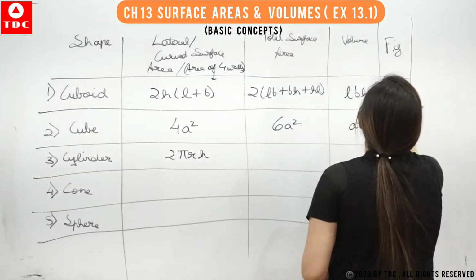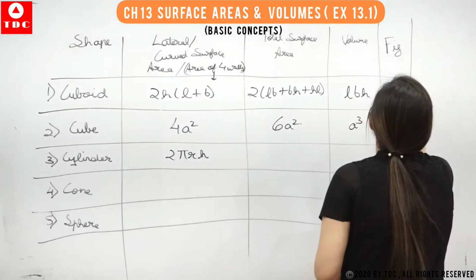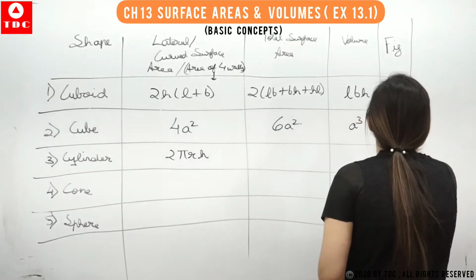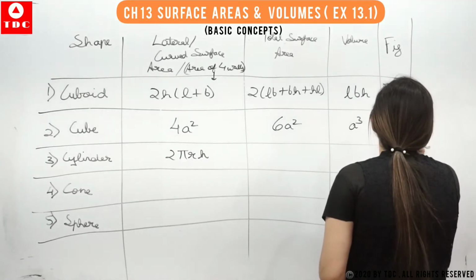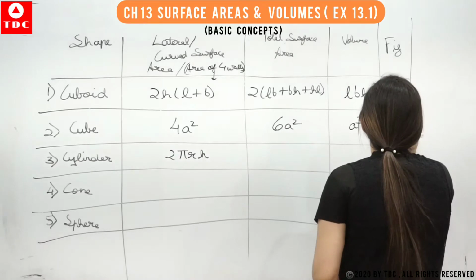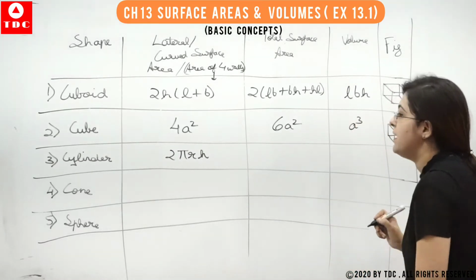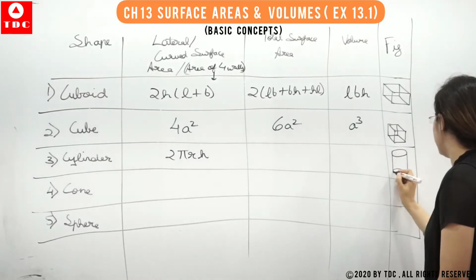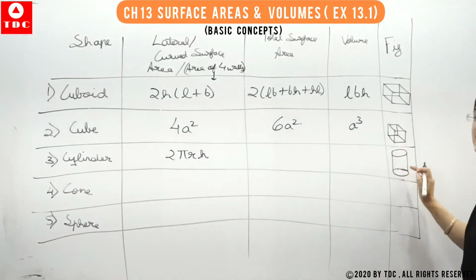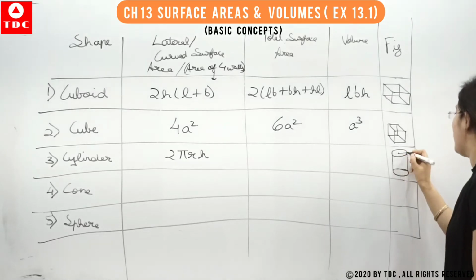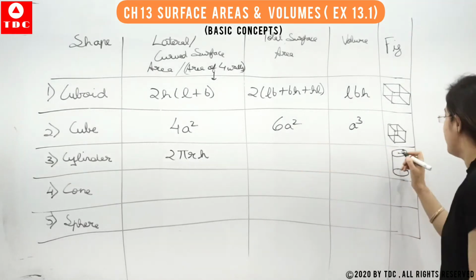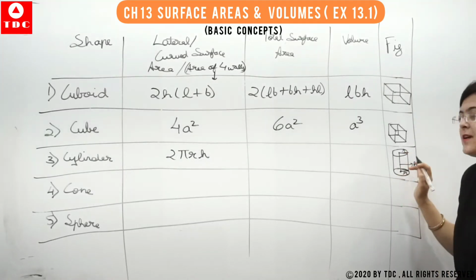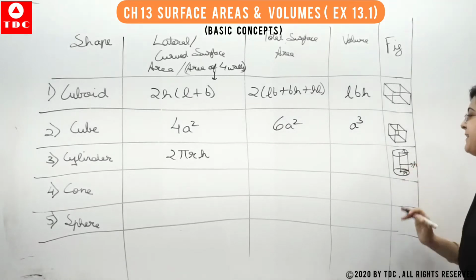What is the shape of a cuboid? Like this. It has length, breadth and height. And for cube, it is a square having all the sides same. Then if I talk about cylinder, this is the shape of a cylinder. The bases are circular, so it will have a radius r, and this is the height h.